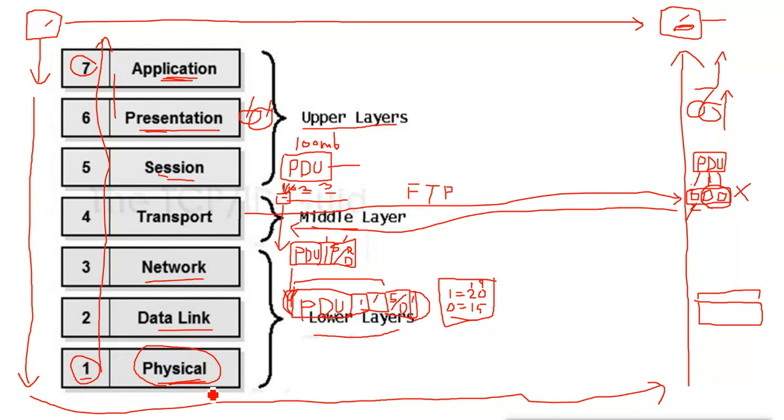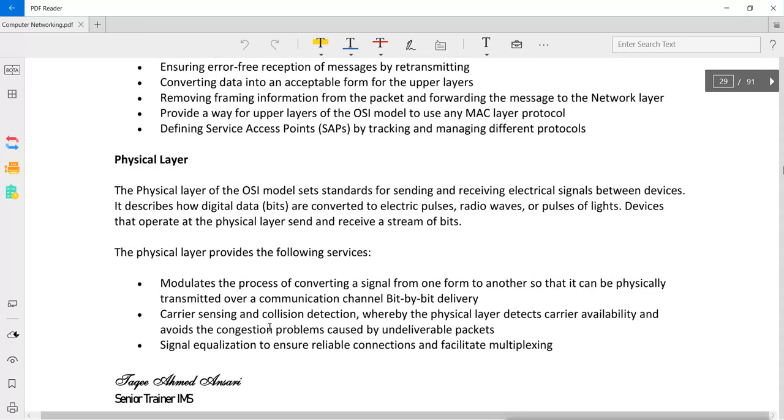Whatever the physical media we have, wire media, wireless media, fiber optic cables, depending on that, it will convert the data into electric form, radio wave or microwave form, or light form, converted into pulses of those digital signals, and then it will start sending the stream. So all the conversion and sending tasks will be done by the physical layer.